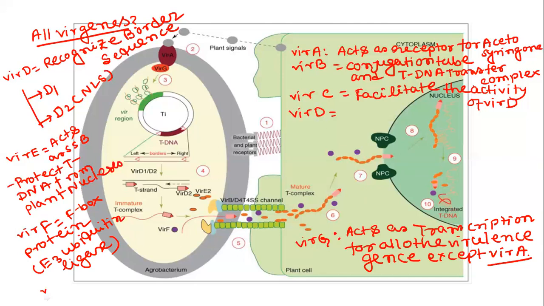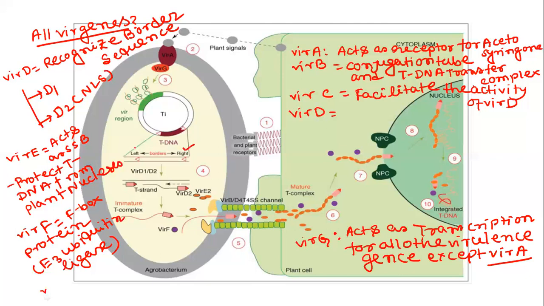So in summary, you must remember the function of the vir regions, the virulence induced region. And when transformation occurs, the T-DNA region must have 25 base pair sequences, the right border and left border sequences, right border and left border.